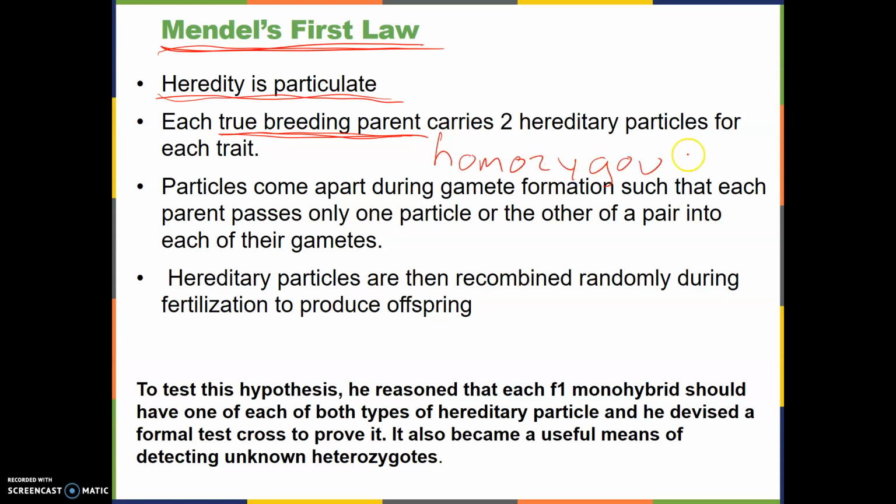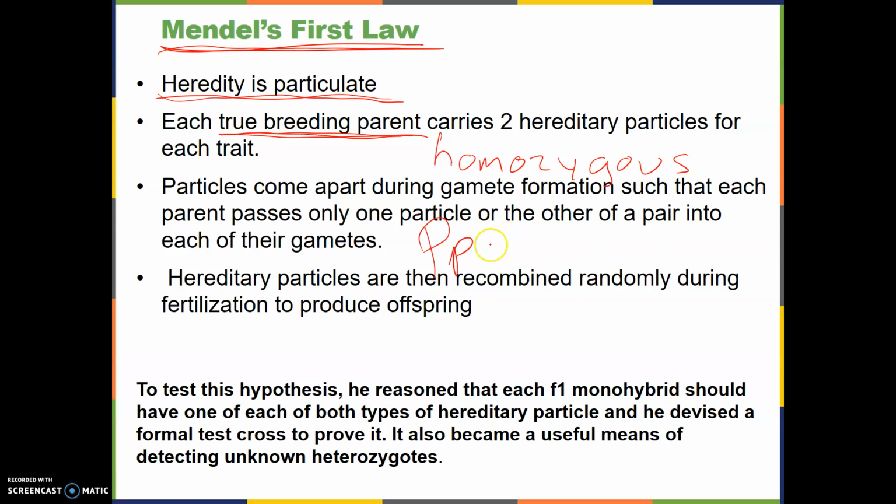The true breeding parent is homozygous for the trait. And the particles, which we now call alleles, come apart during gamete formation, such that each parent gives only one allele, or one particle, or the other of a pair into each of their gametes.